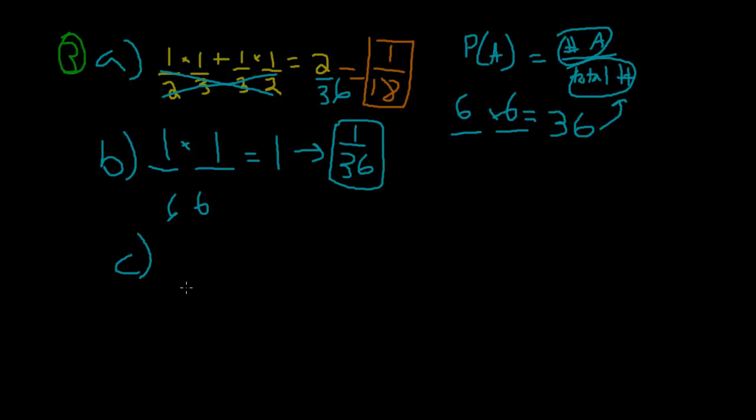Now for question C. At least 1 6. So anytime you see the words at least, you want to think the inverse rule. The inverse rule is probability of A not happening, or A complement, is 1 minus the probability of A. So it says the probability of at least 1 6. We can also think of this as 1 minus the probability of not getting any 6s at all, because that's the reverse of getting at least 1 6.